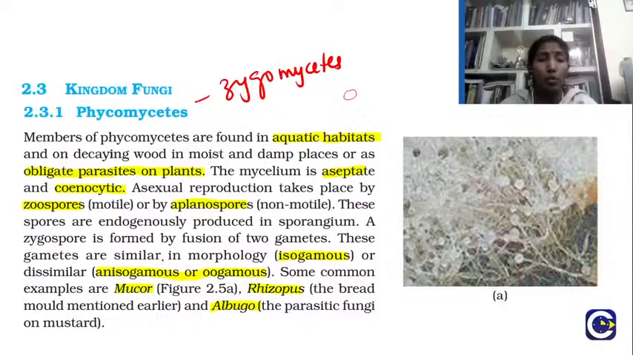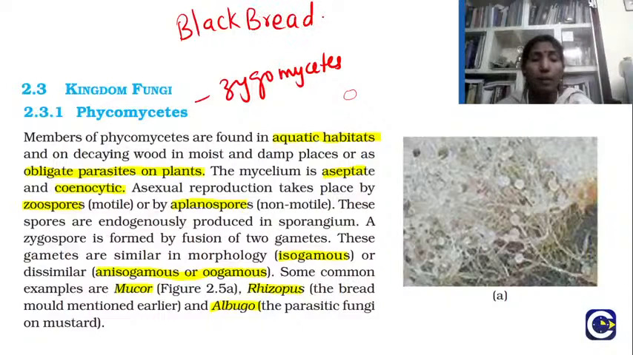What we see, Rhizopus is the bread mold. The black color that appears on bread is because of this only. The black bread mold is Rhizopus. And we have Albugo, which is the parasitic fungi. So knowing this concept is enough.